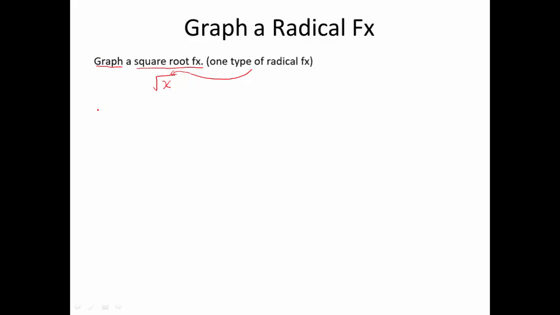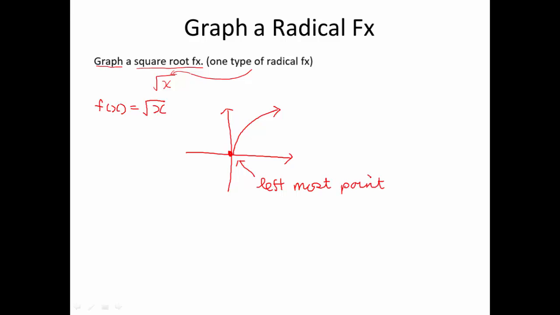And before we start to graph all different types of square root function, we have to know the graph of the parent function first. Here's the parent function of square root of x. So the graph is always like this. This is what we call the leftmost point. So for a parent function, the leftmost point is always 0, 0. This is x, and this is the y.